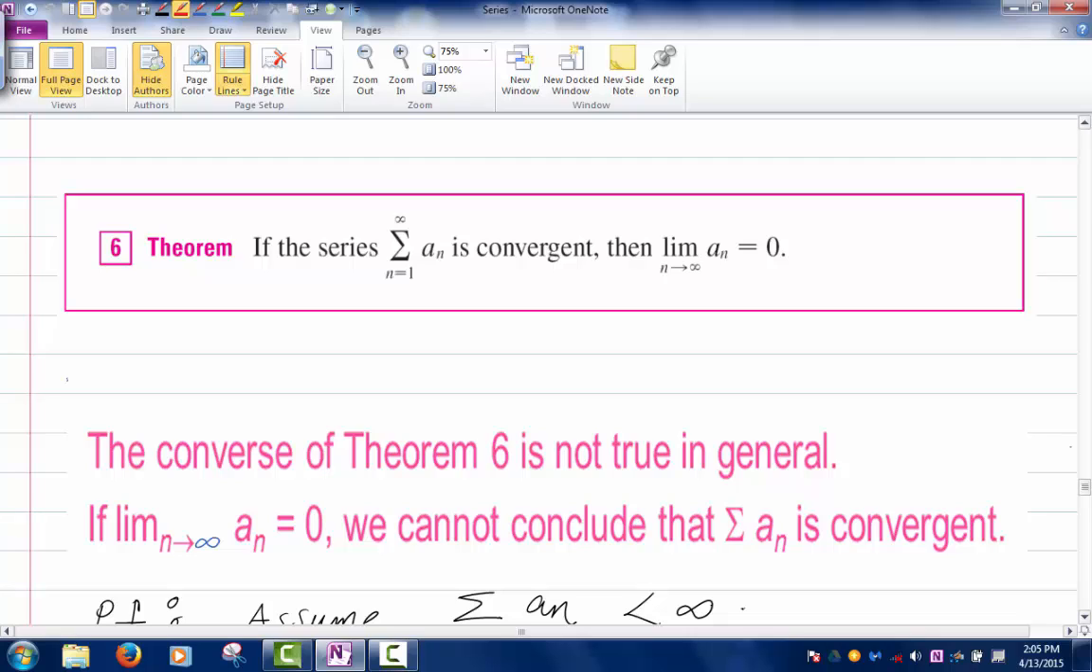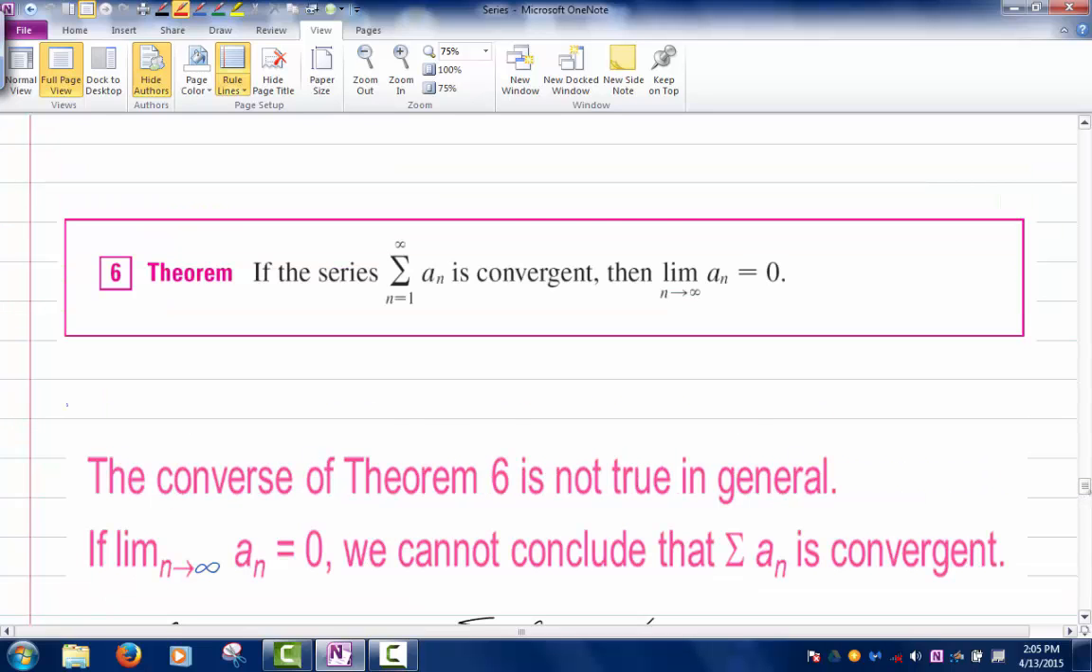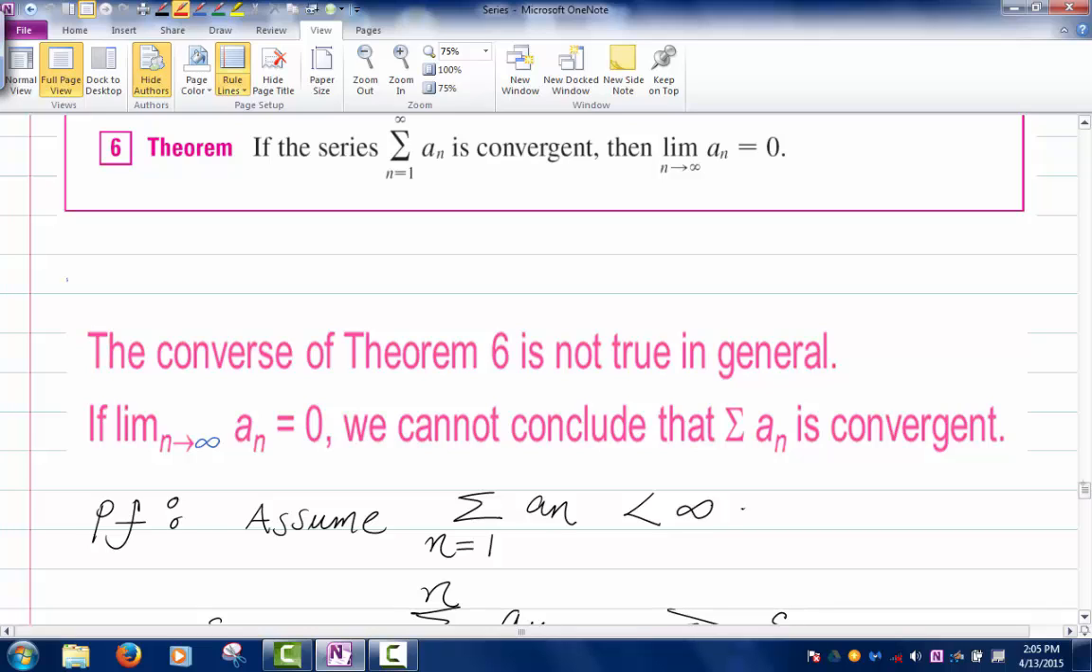I'm going to give you a proof of this, not because I want you to be able to reprove it yourself, but because I think this gives you more understanding of series and sequences. So how would I prove this? I'm going to assume that the given series is convergent. So let's assume the series n going from 1 to infinity of an is less than infinity. Basically, I'm saying that the series is convergent.